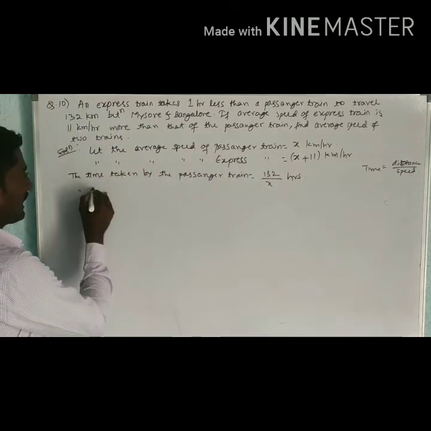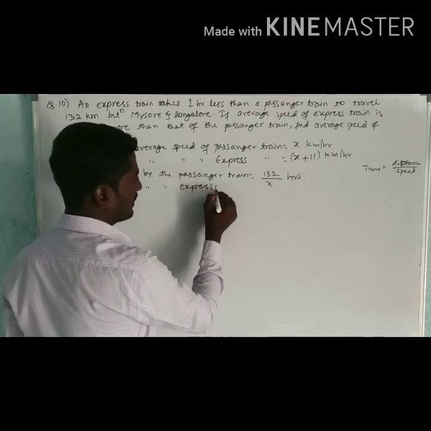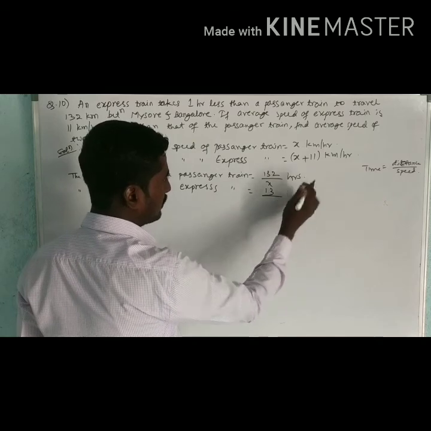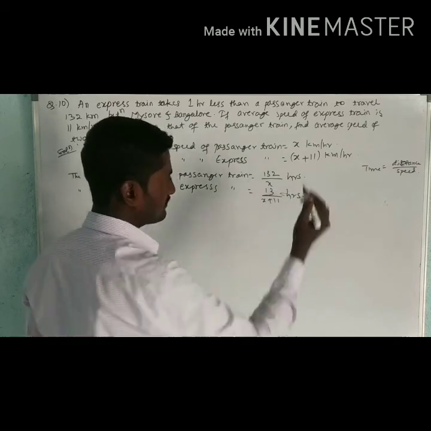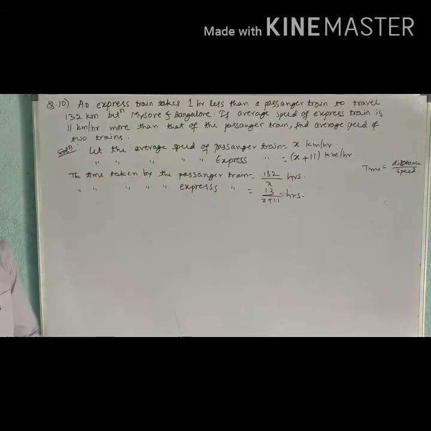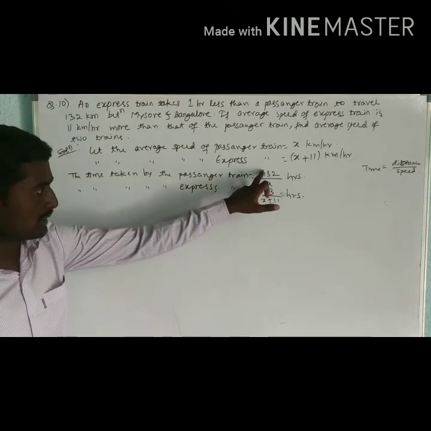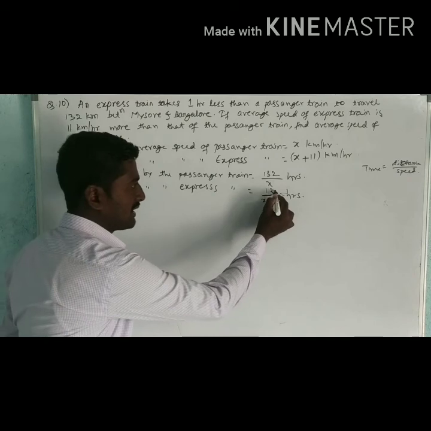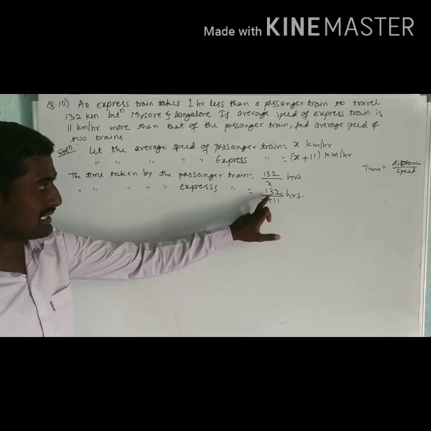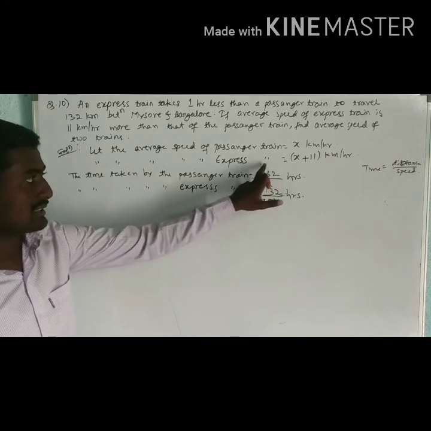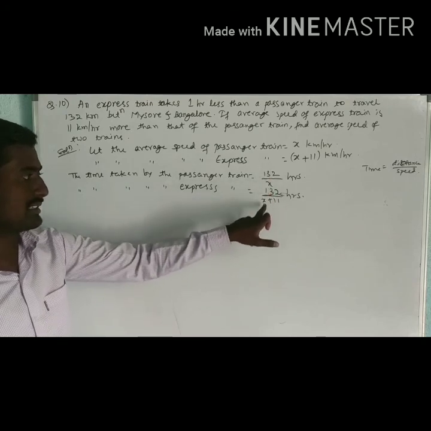Now similarly, the time taken by the express train will be 132 divided by x plus 11 hours. Okay. Now the maximum time is taken by the passenger train. Numerator both are same here, 132. Denominator here x plus 11, so denominator is here less. If it is less, then the total value is more than this one. So this is more than this term.